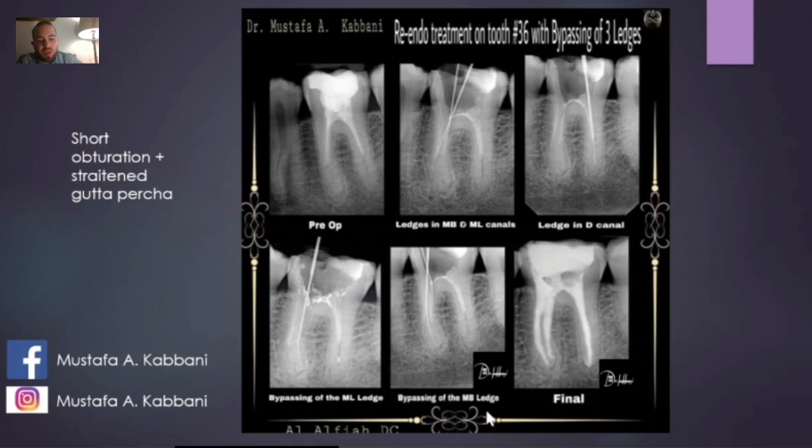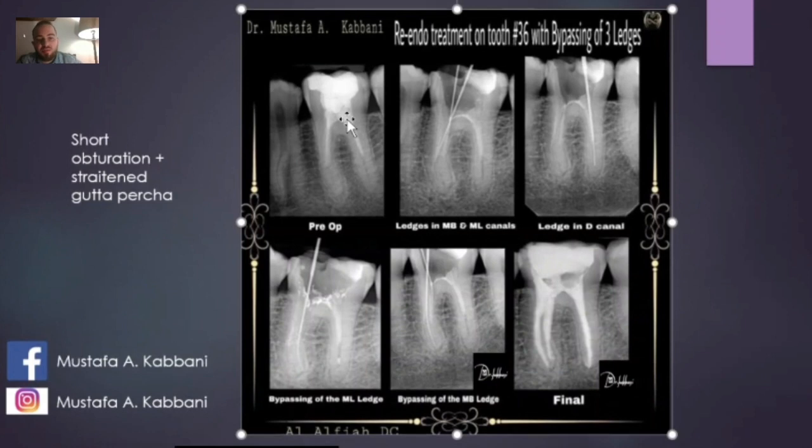So here in this case, we can see in the preoperative X-ray how the gutta percha is deviated from the original path of the canal. Here I had to deal with three ledges, one of them in the mesiobuccal, the other in the mesiolingual, and the last one in the distal canal. Here in the distal canal, we had a ledge at the apical part, and you can see how I managed the case and how I obturated the tooth. And this is my final obturation.